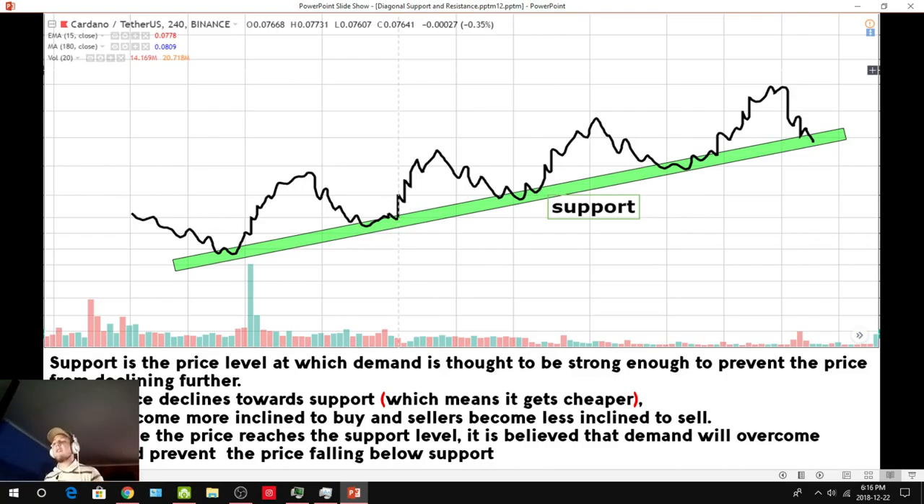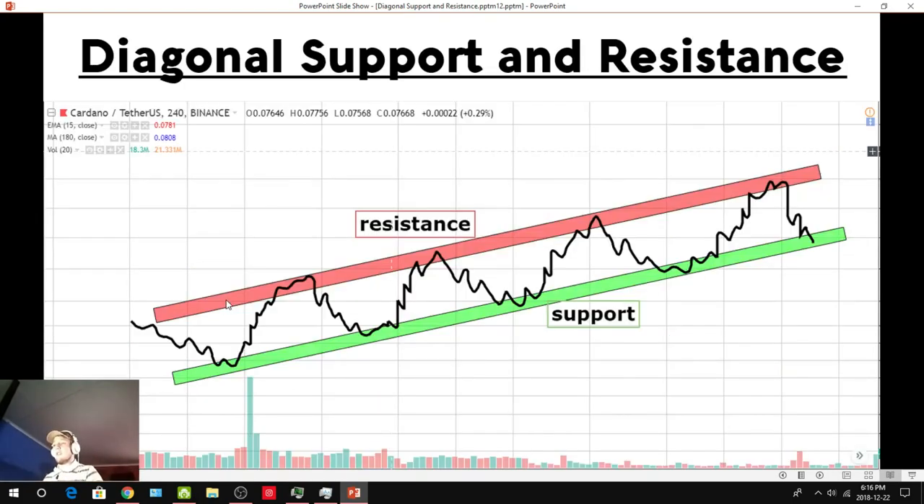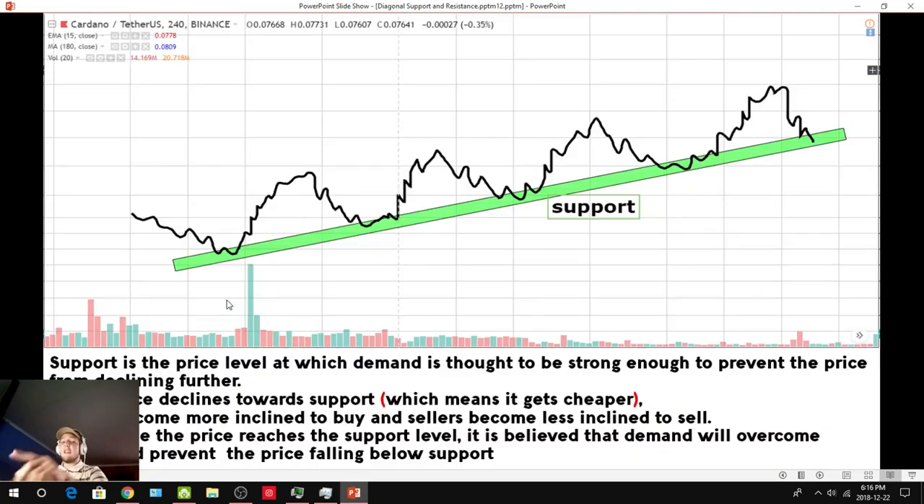Support is the price level at which demand is thought to be strong enough to prevent the price from declining further, correct? Rather than having a horizontal, we just have a diagonal, correct? That zone right there is known as support. Every time it comes to that price, that's a good deal situation. We as investors and traders all want to buy when it comes to that price point, because we know psychologically that's a very good price point where it's ten to one going to go up. That's why we want to take that position, correct?